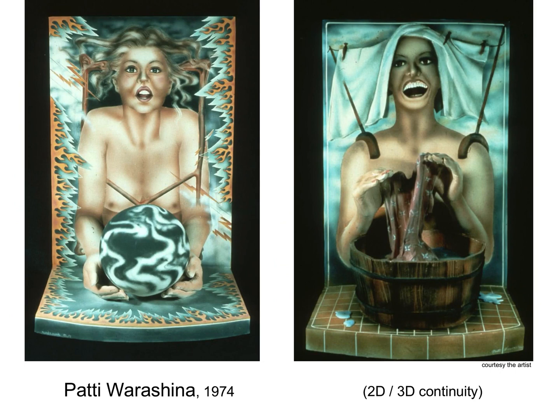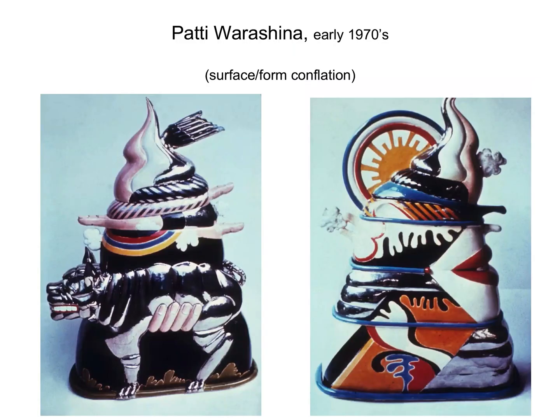wonderful work of Patti Warashina made in the 1970s, where you have again the 2D, 3D continuity. Some aspects of those sculptural works are three-dimensional, some other aspects are two-dimensional, and they go from one to the other seamlessly in ways that are quite exciting.